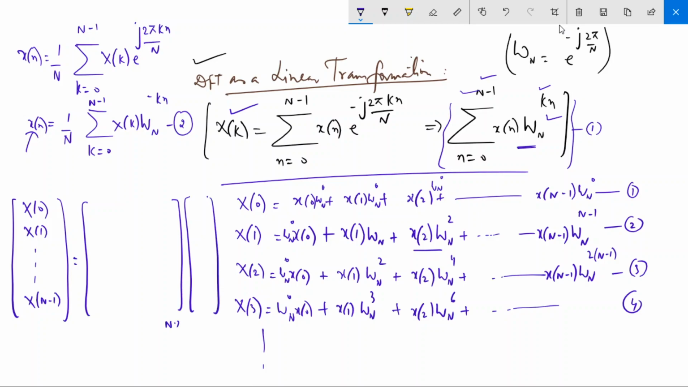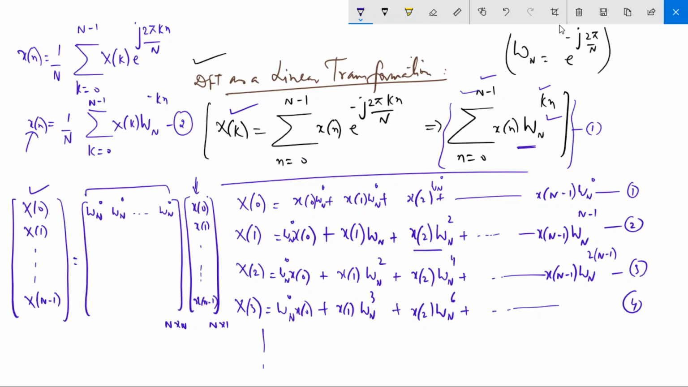One will be an n cross n matrix of twiddle factors. The other is an n cross 1 matrix in which we have input samples x0, x1 up to x of n minus 1. Okay, so how is x0 obtained? It is the first row of this matrix multiplied with the column. Since for x0 we have w to the power 0 everywhere, the first row in this matrix is nothing but w to the power 0, w to the power 0 and so on.